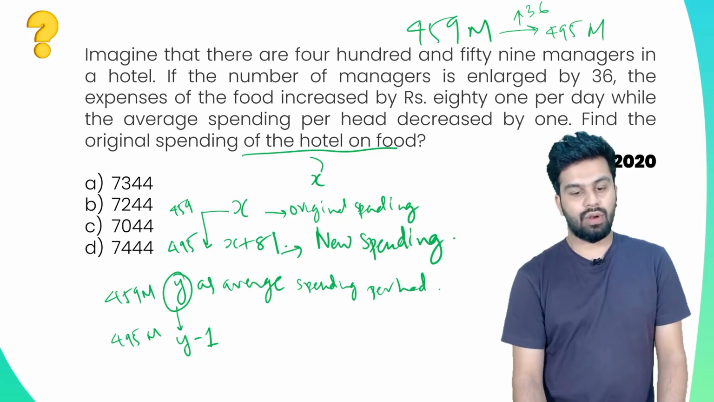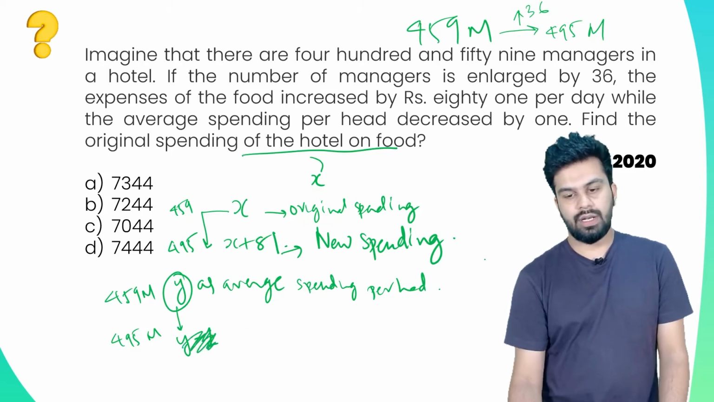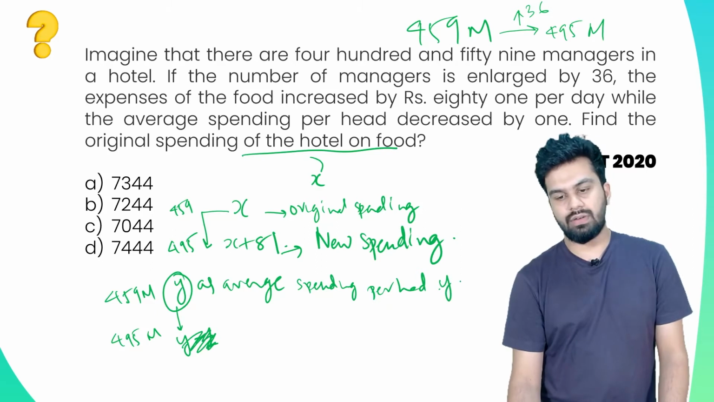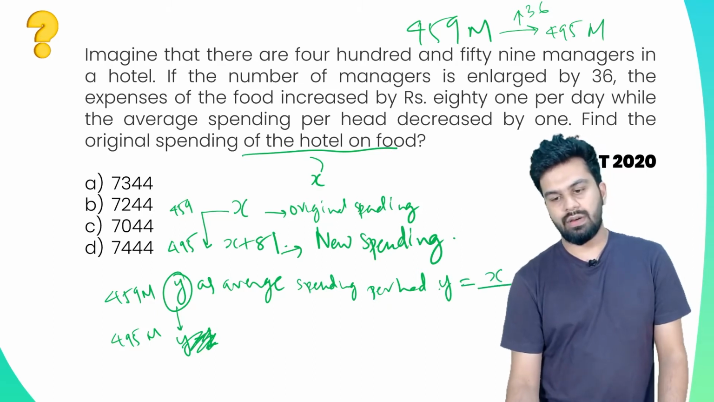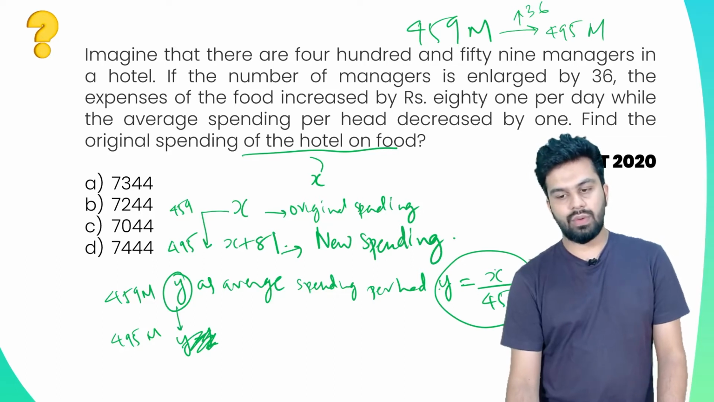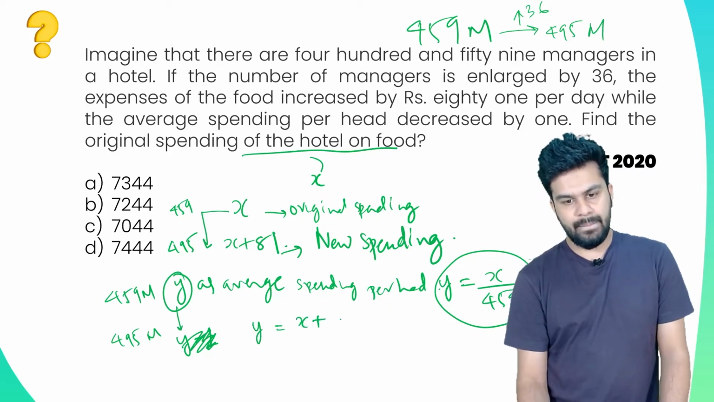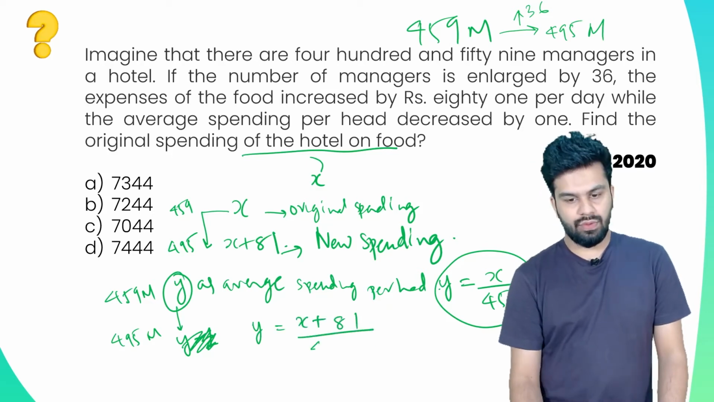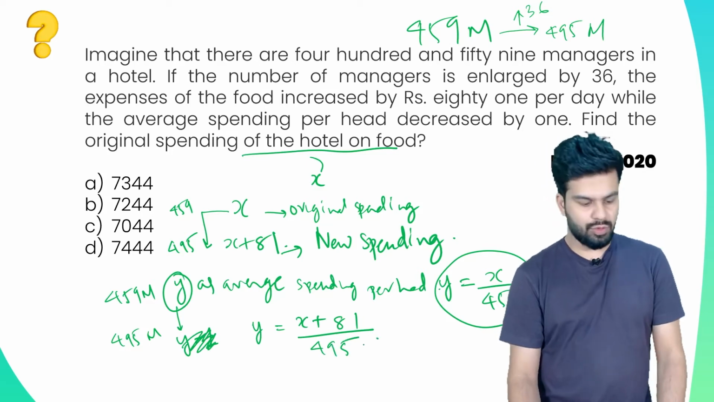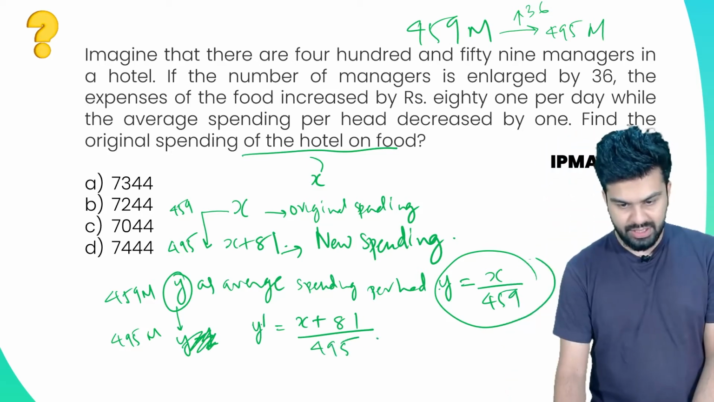Okay, the overall average is getting reduced. So let us write what is an average here. y is equal to what? x by 459. This is the formula, right? The average will be equal to x by 459, and when this 459 is increased to 495, the new average, y dash, is going to be x plus 81 the whole divided by 495. This is going to be the new average, and this new average is y dash.